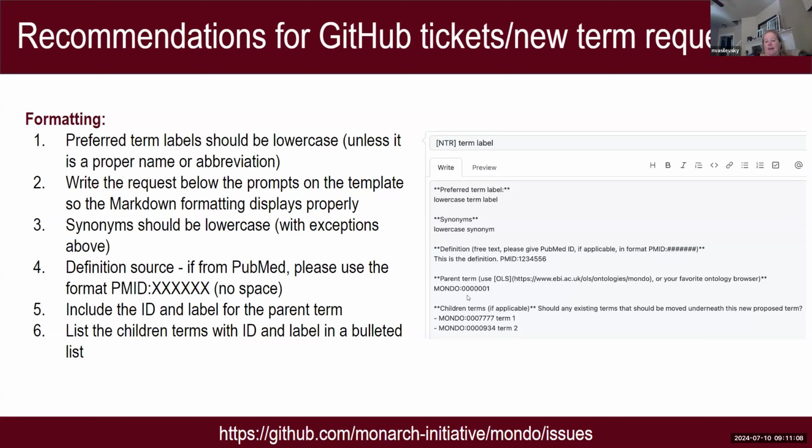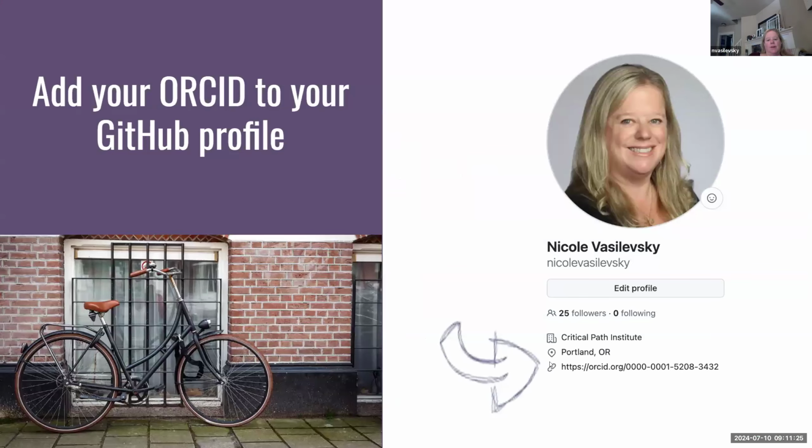And then providing the parent term with the ID and the label is appreciated. And if any term should be classified under the new term that you add, add those terms in a bulleted list, using the markdown format. That just makes it easier to read and quickly see what is being requested.